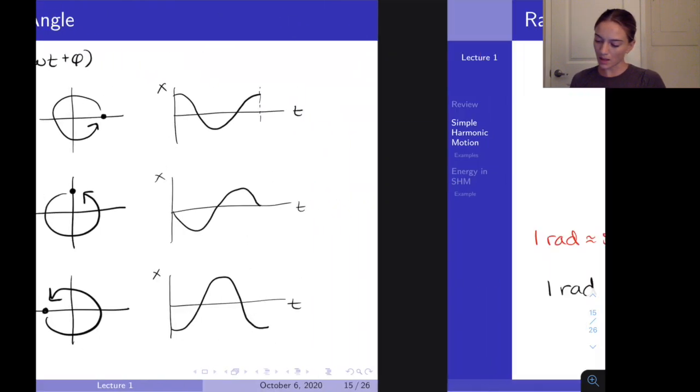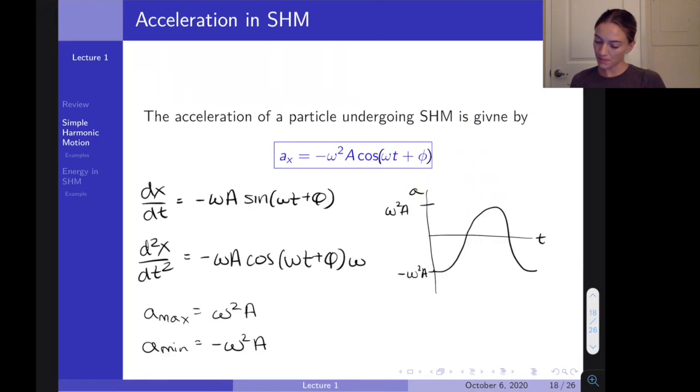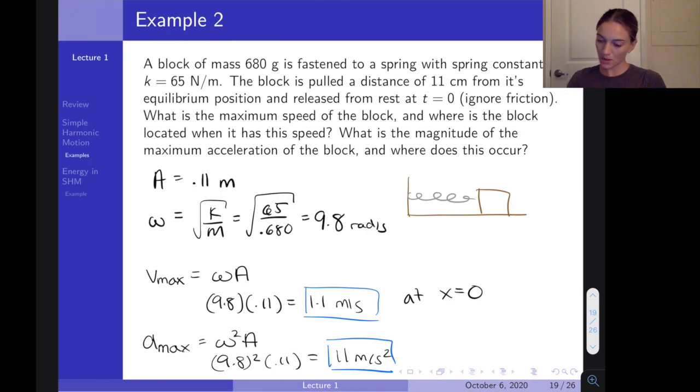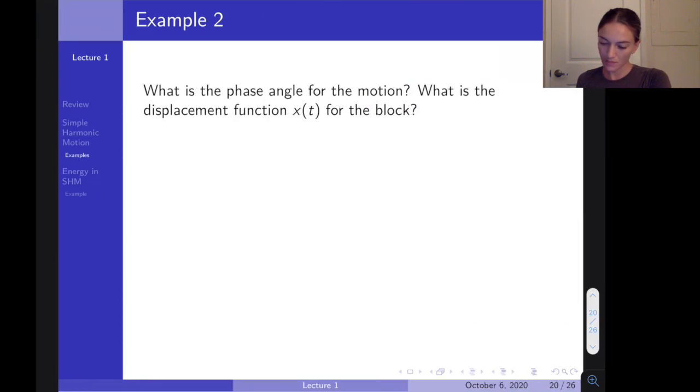So we can just write that in here: our maximum acceleration, the magnitude, will occur at the endpoints, so at maximum stretch of the spring or maximum compression. Okay, and now we want to know what is the phase angle for this motion and what is the displacement function x of t for the block.